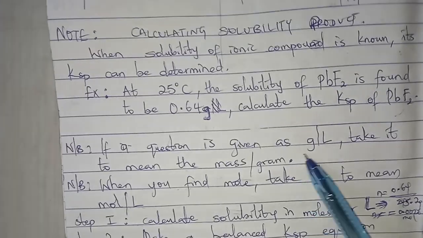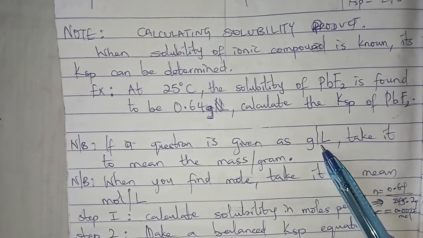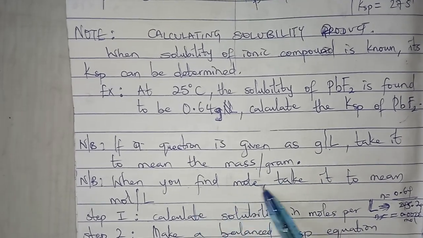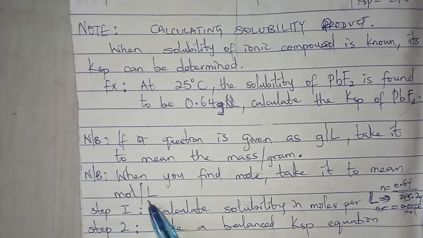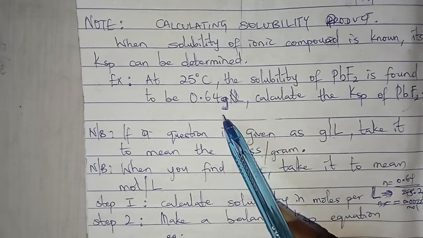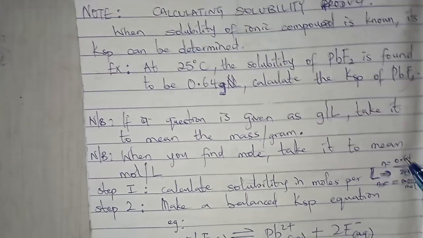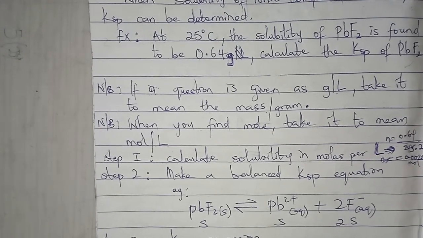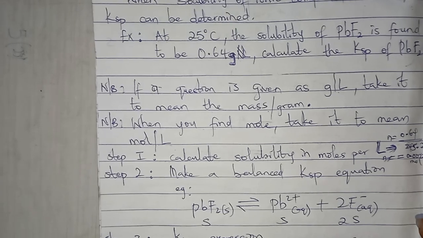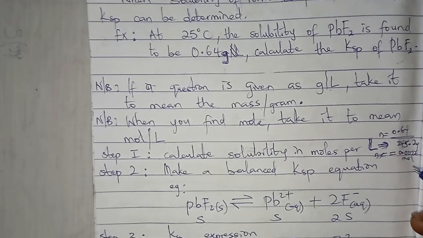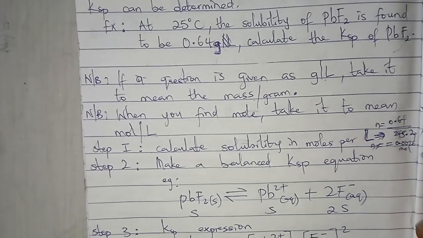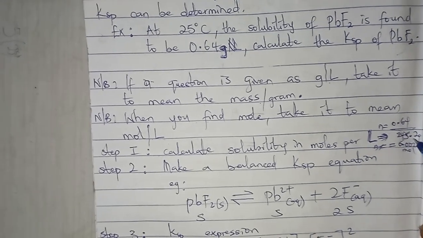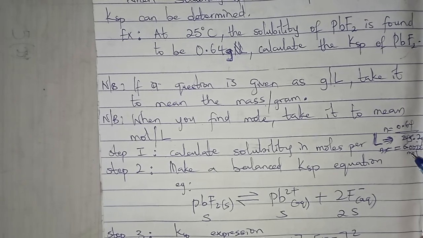So if a question is given as, in this case, gram per liter, take it to mean the mass or gram. When you find mole, take it to mean mole per liter. So I'll just use this gram given to me to find the mole. Notice that density is directly proportional to mass if you think of it. So as density is increasing, mass is increasing. So you need to always know in some cases where you use density to mean mass. So mole equals to 0.64. Then I divide by 245.2 gram to get 0.026 mole.